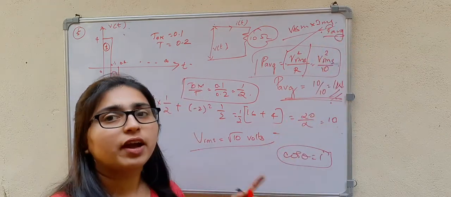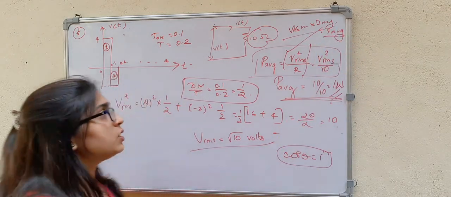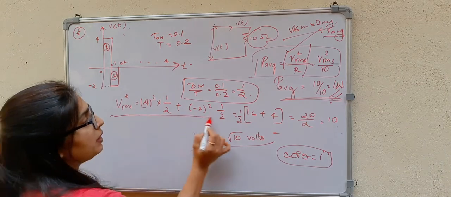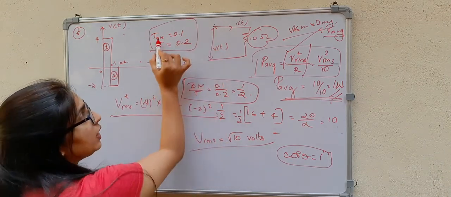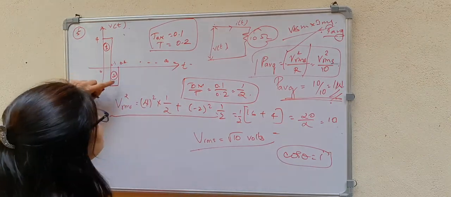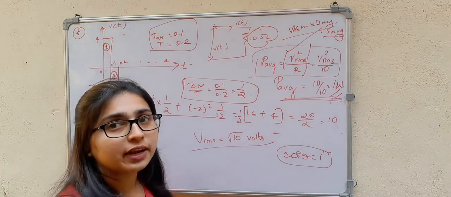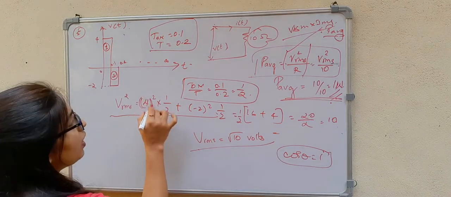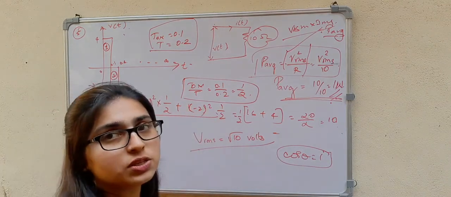So if they give any waveform like this, you can solve using this simplest method: finding out the T on and T, calculating the RMS of the first one, calculating the RMS of the second one, and just taking the square of the RMS values. Okay.